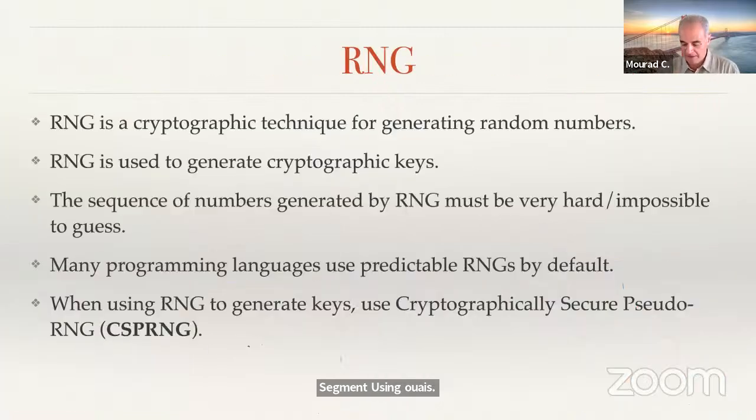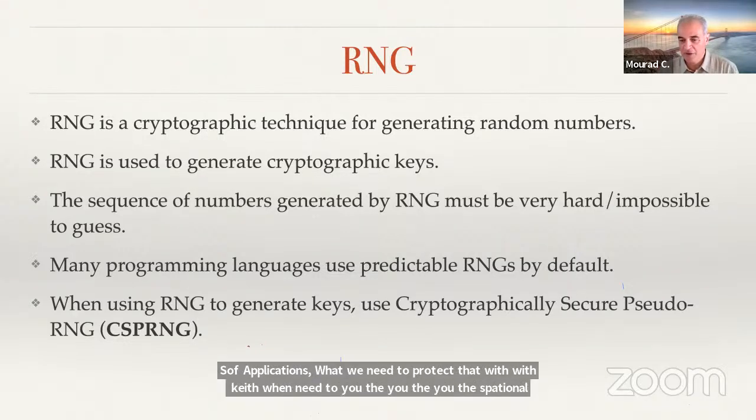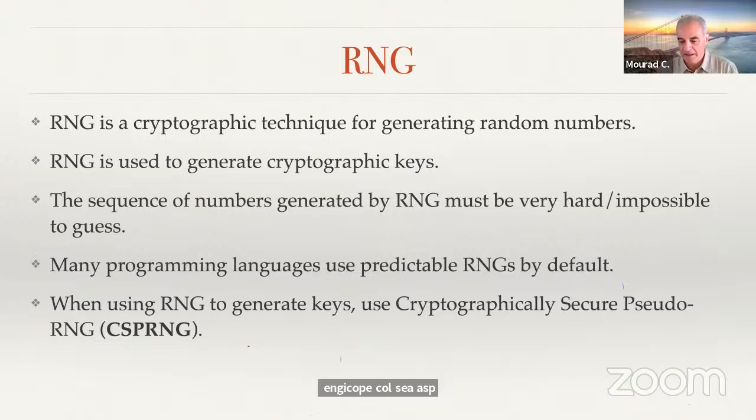Okay, and then the next thing is random number generation. Random number generation is what we use to generate cryptographic keys. So an RNG is basically a tool or technique that generates a sequence of numbers that should be random. But be aware that many programming languages use RNGs that are predictable, so an attacker can actually predict the next number that will be generated. So in applications where we need to protect data with keys, we need to use a special RNG called a CSPRNG, a cryptographically secure pseudo RNG, because these RNGs are guaranteed to generate numbers that are very, very hard to guess.